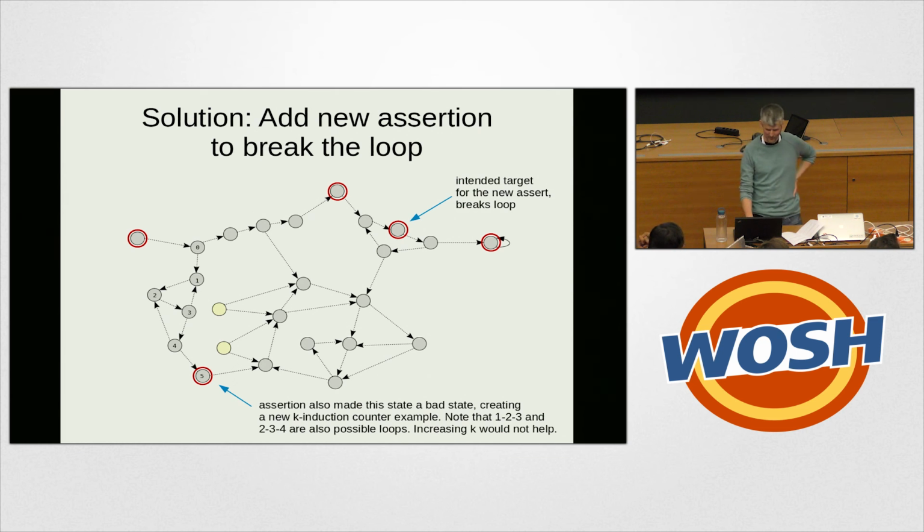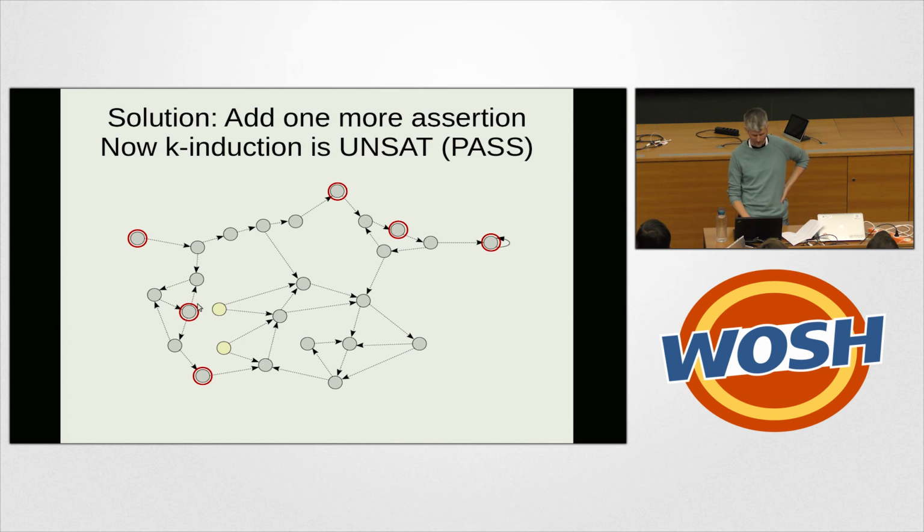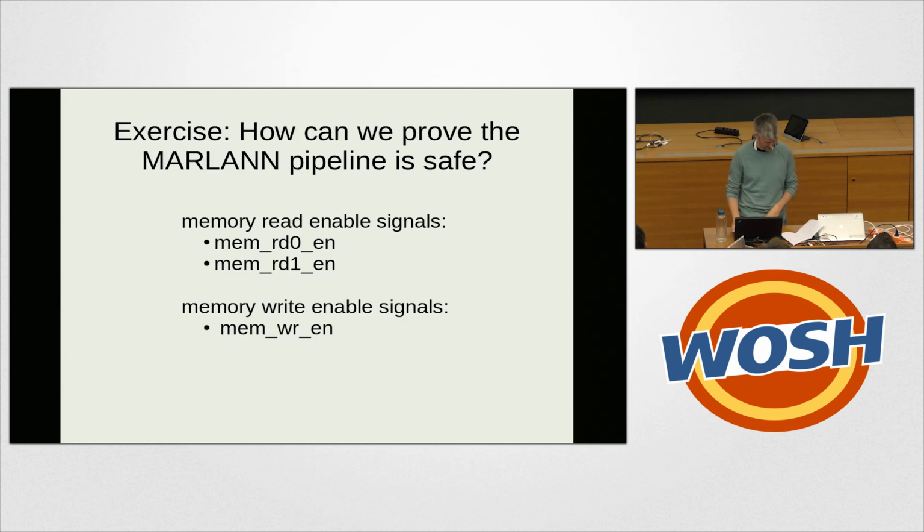Super simple. But adding that assertion is also asserting this state is bad. So the solver has another opportunity now to start from somewhere else. And so we have to add another assertion to further strengthen the proof. And now K induction is unsatisfied. It can't find a way of failing the design. So we win, we pass. We have the bounded model check and the proof. So the design is proven to never be able to pass to one of these bad states.